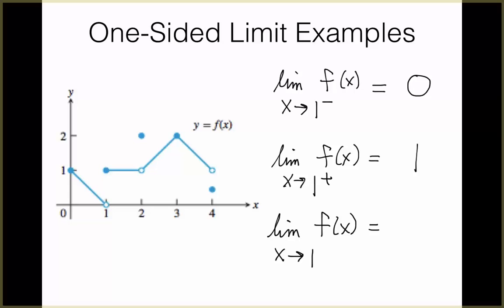Now let's consider the limit of f of x as x approaches 1. So in order for this limit to exist, the left-hand limit and the right-hand limit must both exist and both be equal. Well, since the left-hand limit is 0 and the right-hand limit is 1, the limit at 1, we would say, does not exist.